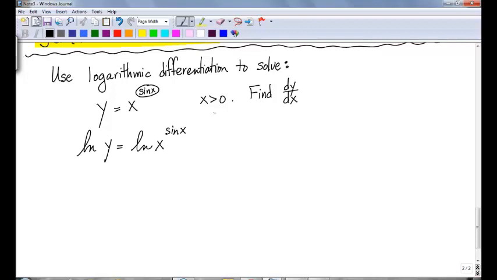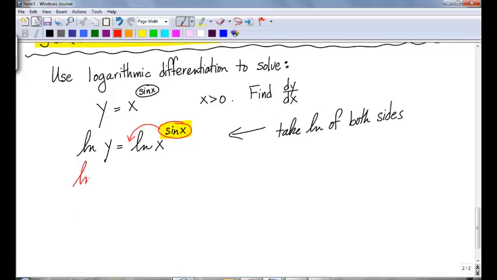Okay, and make a note out here at the side. What did we do on this step? You just take the natural log of both sides. Basically, all you do is write ln on both sides. Okay, and then third law of logarithms. Third law of logarithms, this goes out front. So it's the natural log of y equals sine x times the natural log of x. So this would be apply the third law of logarithms.